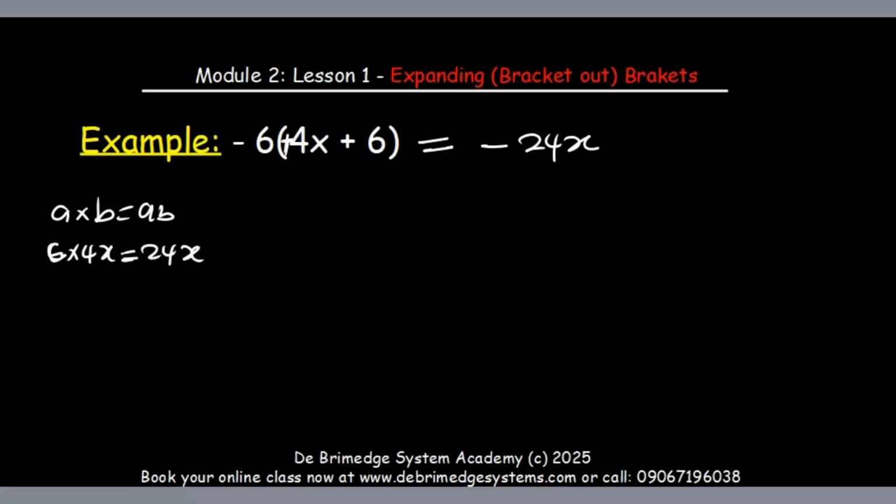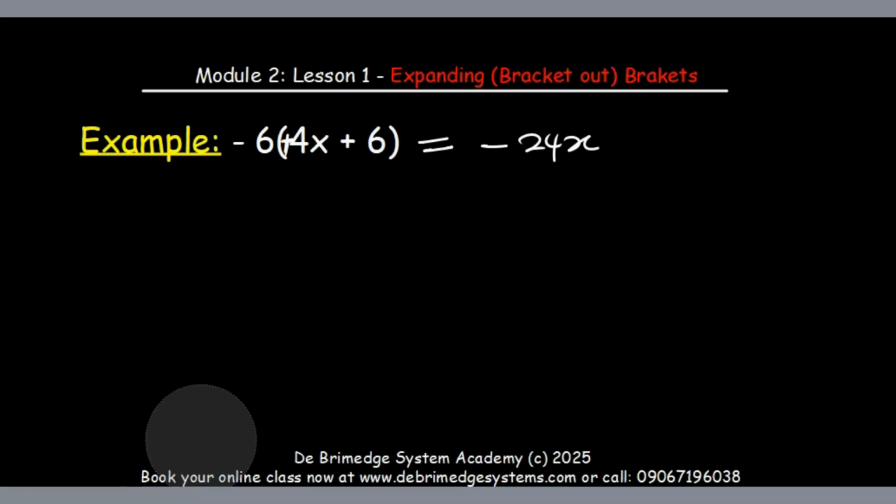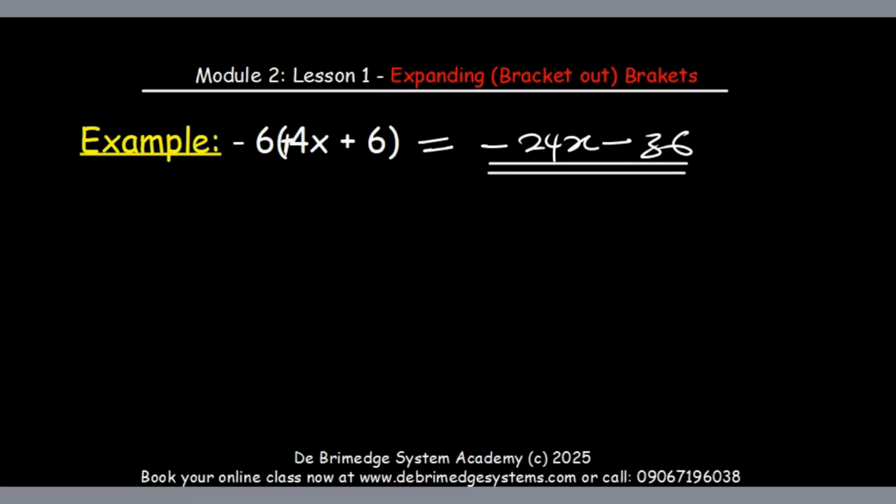So this is a rule that binds this, okay? Having this out of the way. So remember, the sign reverses. This sign is going to reverse to minus because we have a negative sign. Negative sign reverses all the signs in the bracket. 6 times 6 is 36. So the answer to this question is minus 24x minus 36.